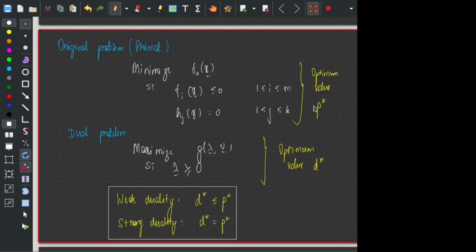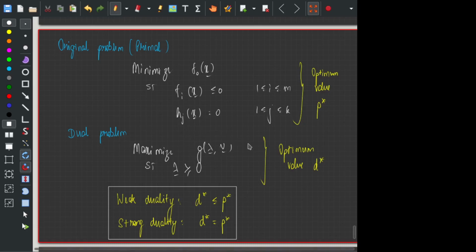Now we can also formulate the dual problem, which is maximization of the Lagrange dual function, subject to the constraint that the lambda vectors are all non-negative. So every component is greater than or equal to 0. And this has some optimum value, let's call it d star. We saw that in general, irrespective of the properties of f0, fi, and hj, as long as there is at least one point which satisfies the constraints, as long as the problem is feasible, we always have weak duality. So d star is always going to be a lower bound for p star.